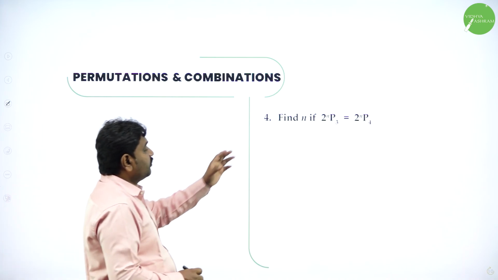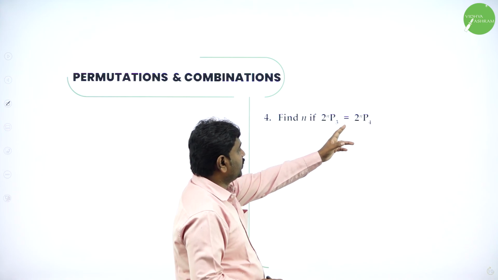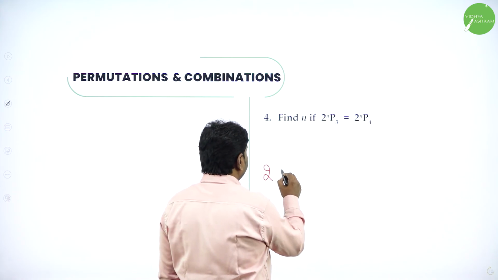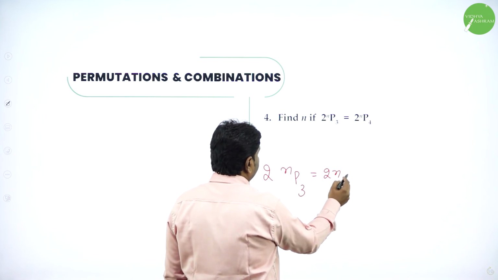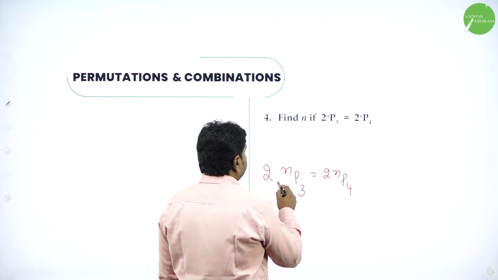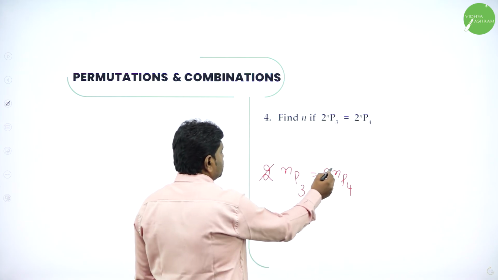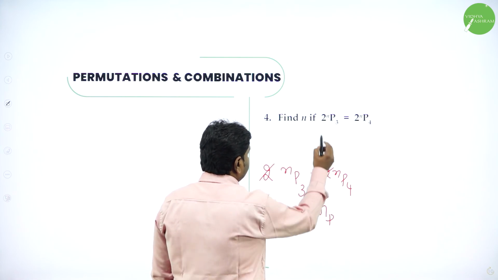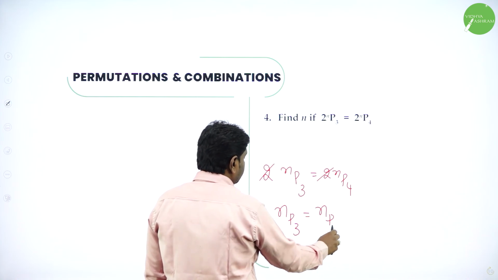Then find n if 2 nP3 is equal to nP4. So 2 nP3 is equal to nP4. So now here 2 cancels, nP3 is equal to nP4. If this is 2 into nP3, then nP3 is equal to nP4.